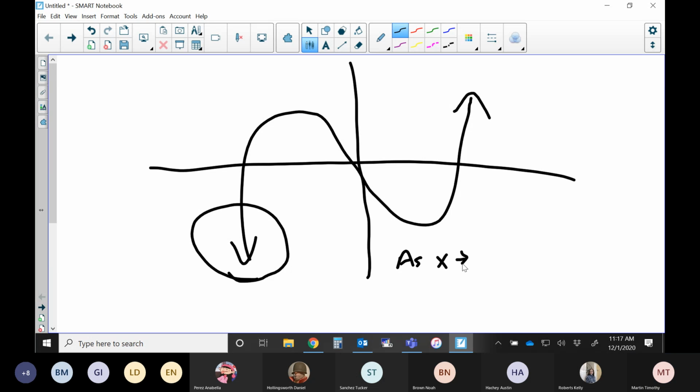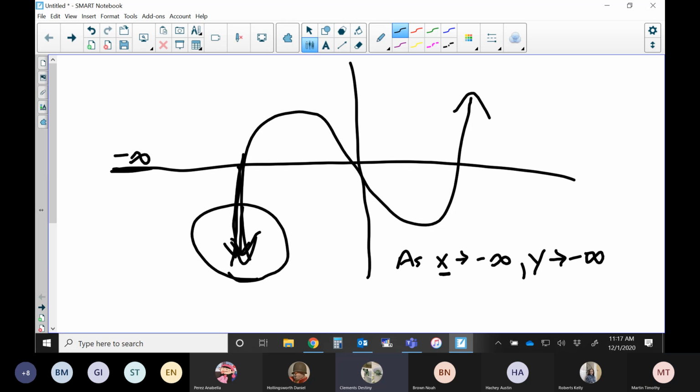Destiny. What is x going towards? Negative infinity. Why is it going to negative infinity? Oh, it's going to the left. Yes, because x is left and right. I'm talking about the left side of the graph because I'm over here, so it's negative infinity. So as x goes to negative infinity, the left side of the graph, where is y going to? It's going to negative infinity.